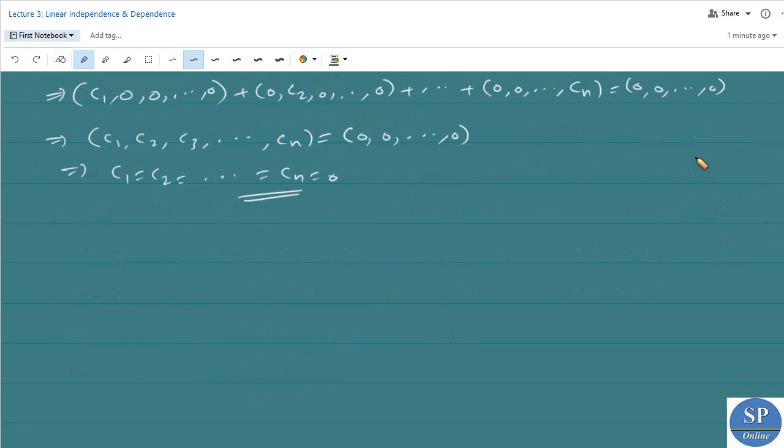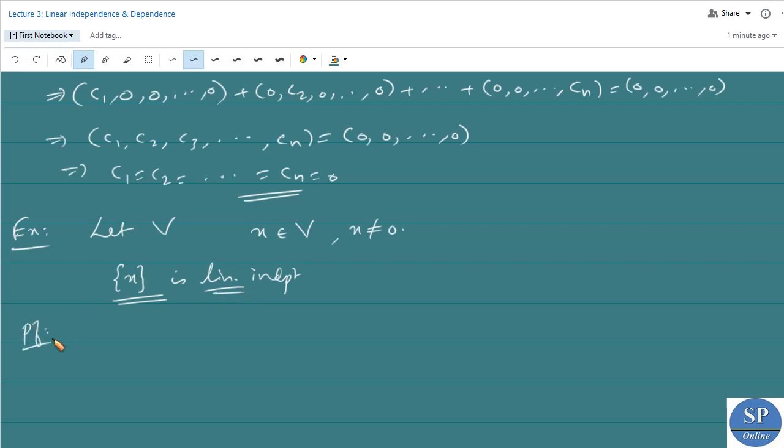Next example, let V be a vector space and let x be a non-zero vector in V. Then the singleton set {x} is linearly independent. That means any singleton set of a non-zero vector is linearly independent.